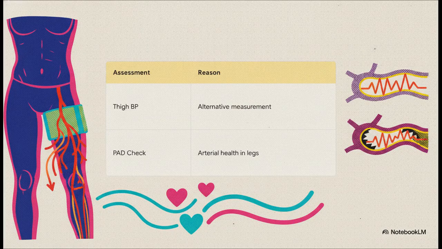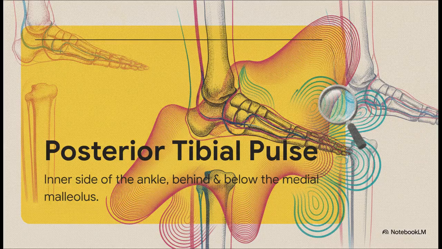Checking this specific pulse serves 2 main functions. First off, it provides an alternative blood pressure measurement site directly from the thigh if, for whatever reason, the arms can't be used. Second, it really helps clinicians evaluate peripheral arterial disease. Basically, they're checking to ensure that arterial blood flow isn't getting restricted on its journey down to the calves and feet.